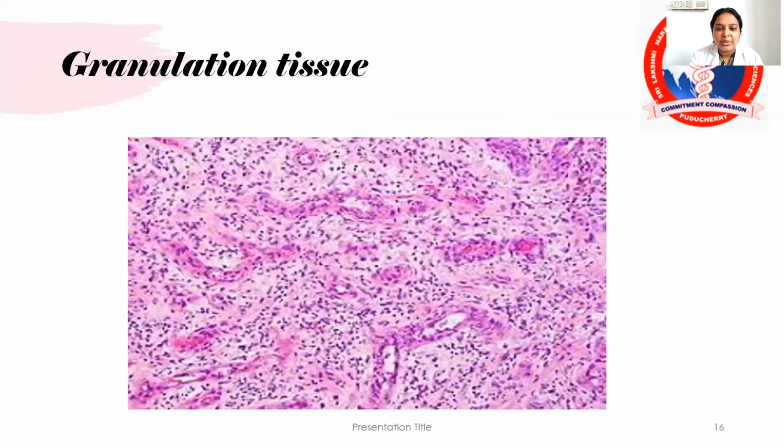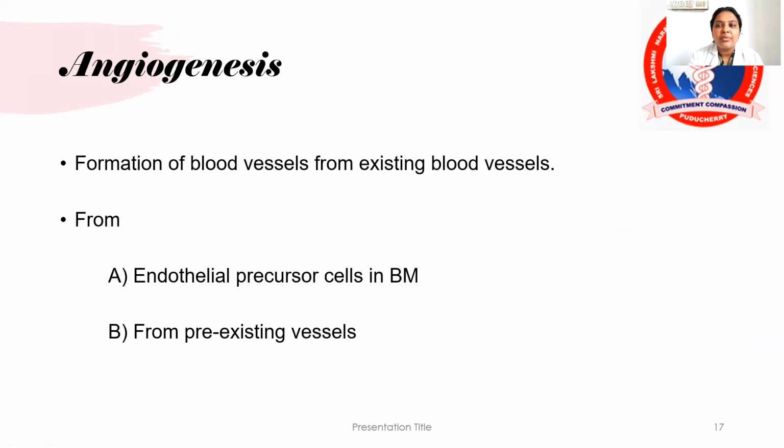This is the histology picture of the granulation tissue. These are the thin-walled capillaries. Behind that are the proliferating fibroblasts along with the chronic inflammatory cell infiltrate. So now we are going to discuss in detail about angiogenesis. Angiogenesis is the formation of new blood vessels from existing blood vessels. It can be either from endothelial precursor cells in bone marrow or from pre-existing vessels.